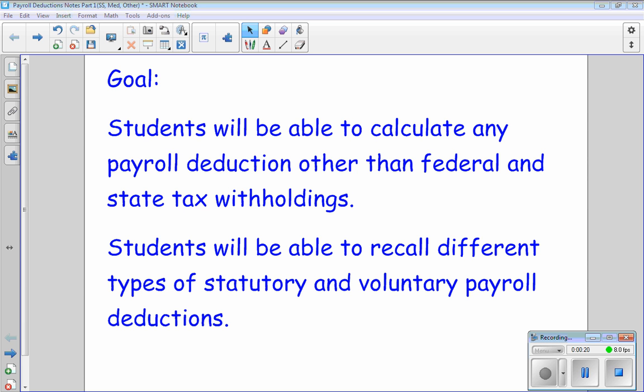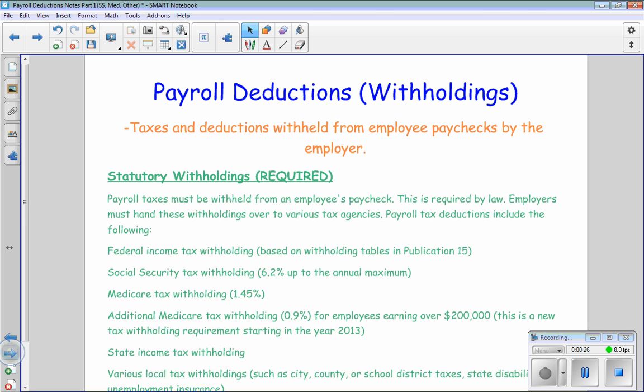Statutory, what does that mean? It's required. Okay, required deductions. Payroll deductions. You do not have to write or type all of this, but you do need to know some of these. You do have to type some of them. I'll tell you what you need to type.